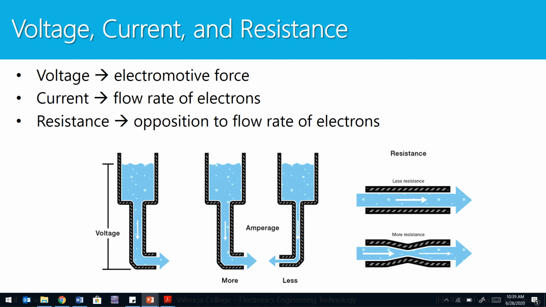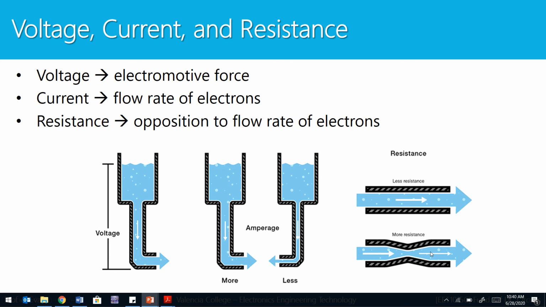Current is the flow rate of electrons. So when you think about current, you can also think about the water pipe, such that if you look at these two pictures here, with a wider pipe, we have more flow of water. With a smaller, more constricted pipe, we have less flow. Current is a measure of that flow. How many electrons are flowing past a point in a given unit of time. So that's how we can think about current, the water actually flowing through the pipe and how much is flowing past a certain point. And then we have resistance, which is the opposition to the flow rate of electrons. So if I were to take a water pipe and put a crimp in the pipe, I restrict the flow of water past a certain point.